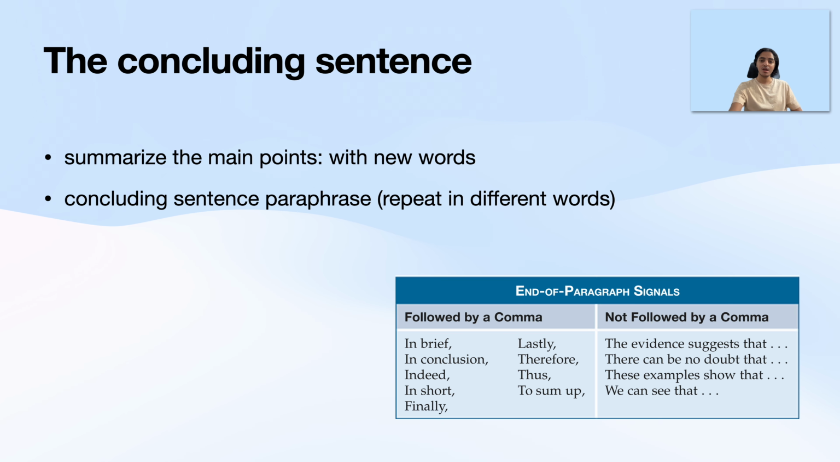Here you can see some end of paragraph signals. We divided them based on the ones that are followed by a comma and not followed by a comma. You can take a screenshot as well. The evidence suggests that. There can be no doubt that. These examples show that. We can see that. And these are followed by a comma. In brief, in conclusion, indeed, in short, finally, lastly, therefore, thus, to sum up.